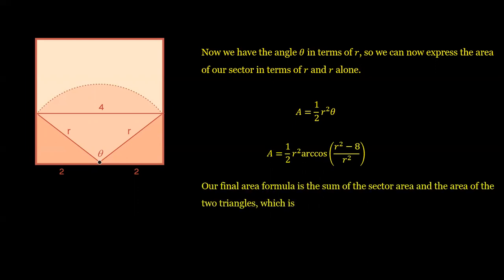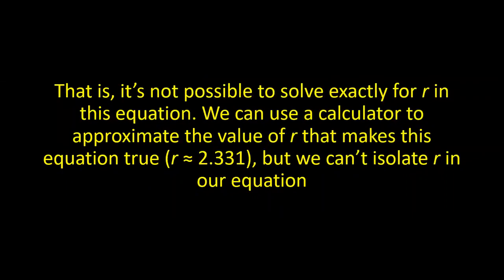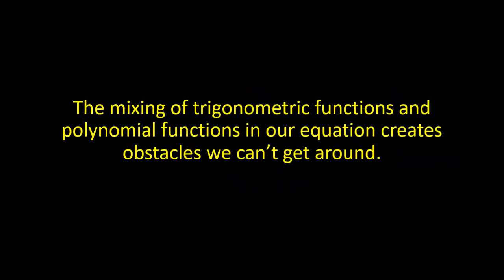Our final area formula is the sum of the sector area and the area of the two triangles, which is equal to this. You can see that there is just one small problem. It is not possible to solve for r in this equation. That is, it is not possible to solve exactly for r in this equation. We can use a calculator to approximate the value of r that makes this equation true, but we cannot isolate r in our equation. The mixing of trigonometric functions and polynomial functions in our equation creates an obstacle we can't get around.